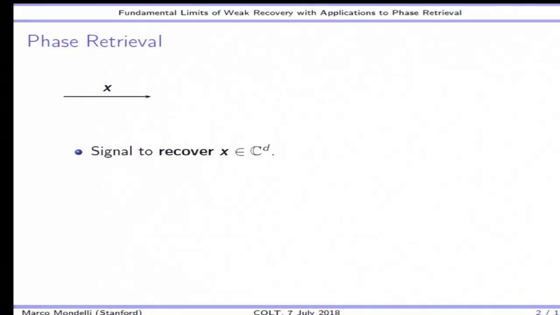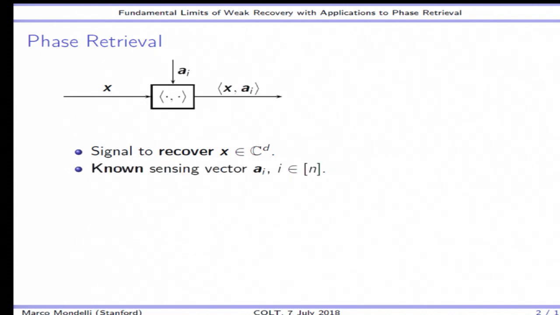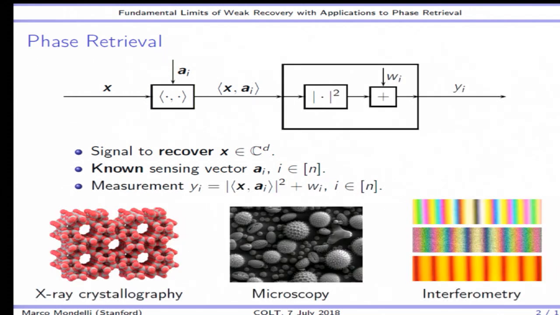In phase retrieval, the problem is the following. We have a signal X, which is our target to recover. This signal is d-dimensional, and we can think about it as having elements in the complex field. Then what we observe is some function of the scalar product. We have a sensing matrix, which is obtained by sensing vectors a_i, and we have n sensing vectors a_i. And we form the scalar products between X and the sensing vectors.